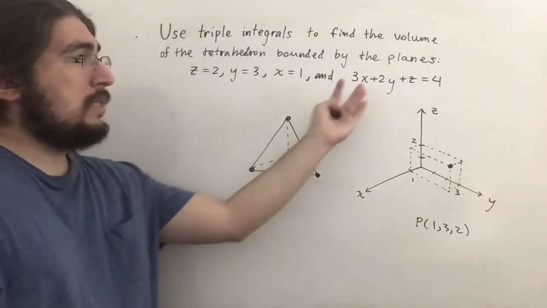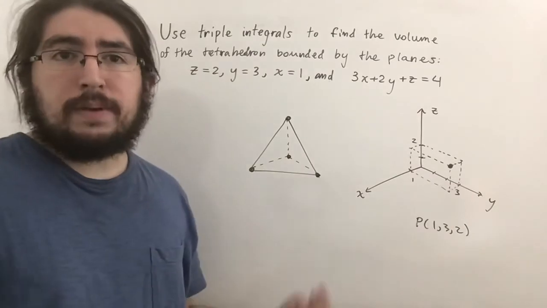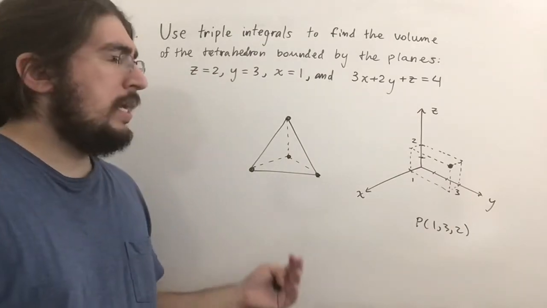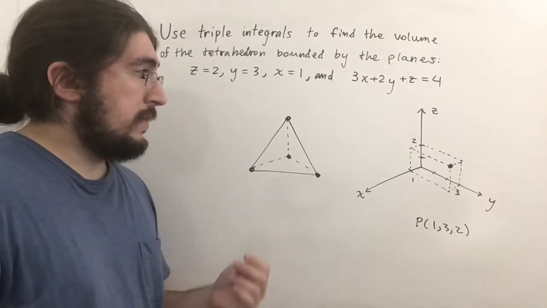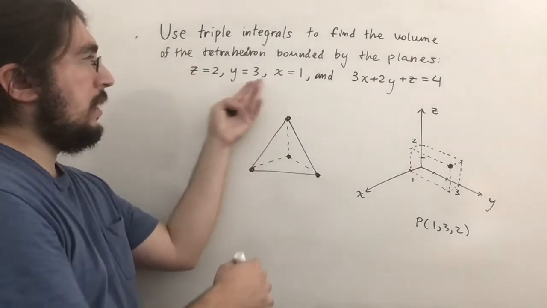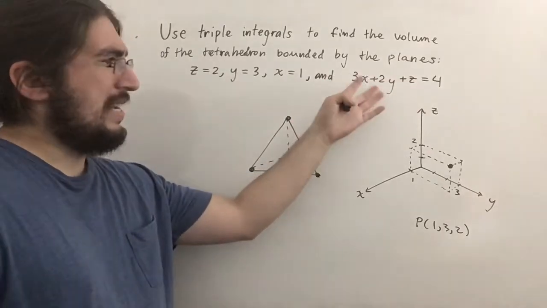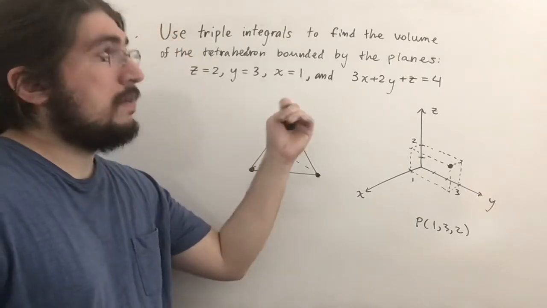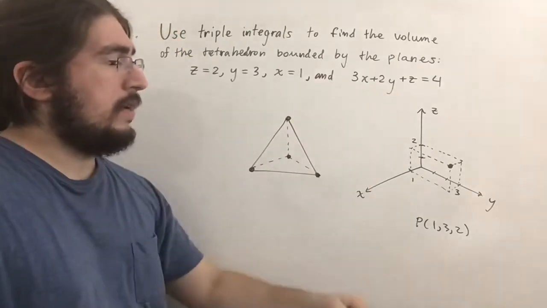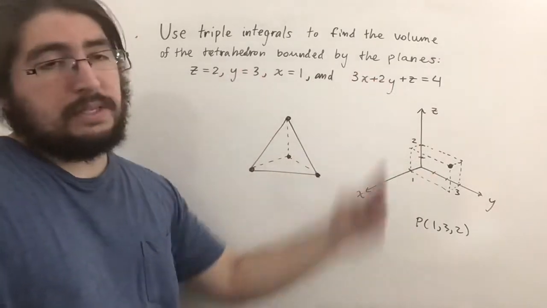Now, it is possible that this plane actually passes through this point. And that would be bad because it would not really be a tetrahedron, in which case the volume would be 0. But you can see if you plug these values into this, you don't get equality. You get 11 or something like that, equals 4, which isn't true. So in other words, this point is not on this plane.